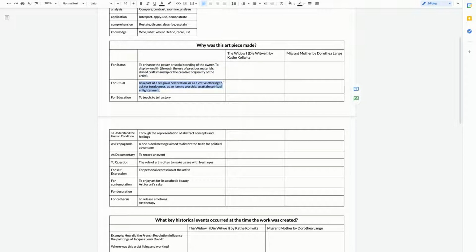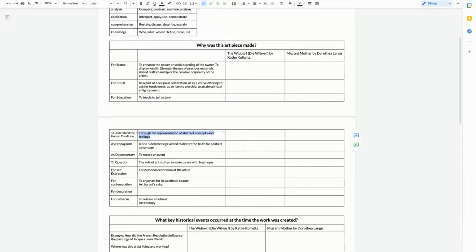The second one here, for ritual, is if it's part of a religious celebration. So this would be some of the iconography that we looked at, or even some of the Gothic cathedrals. The third one here is to teach or tell a story. So was the artist trying to inform us about some event that happened? If we think back to The Raft of the Medusa, he was trying to explain what happened to the people on that ship after the wreck.